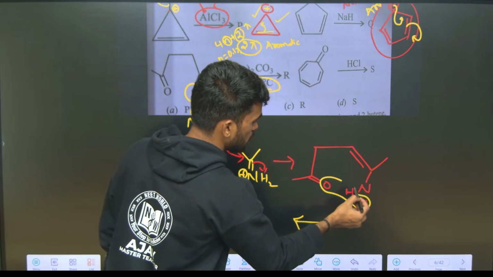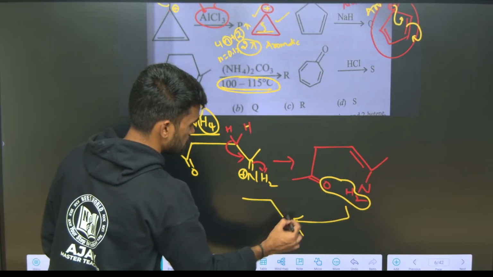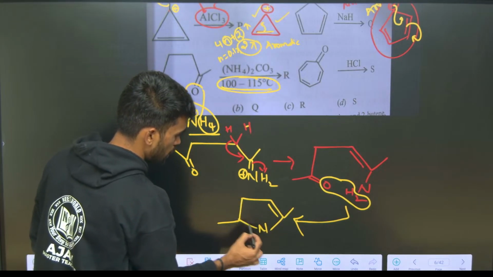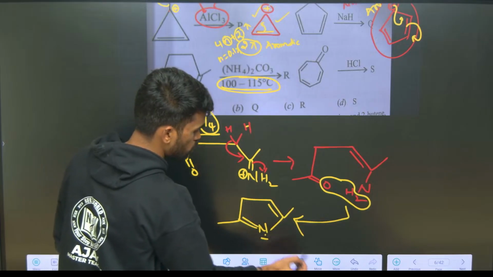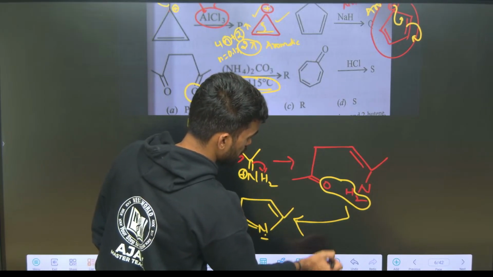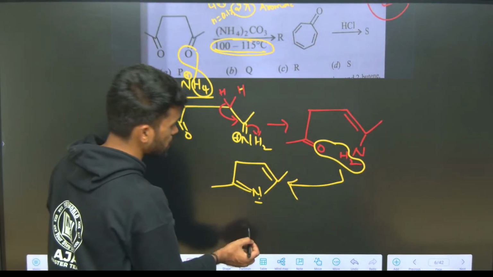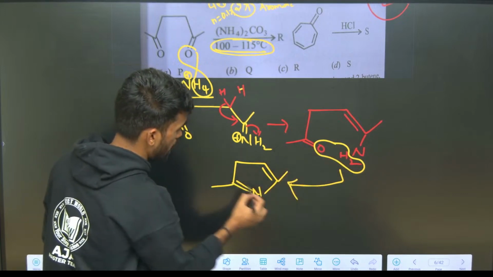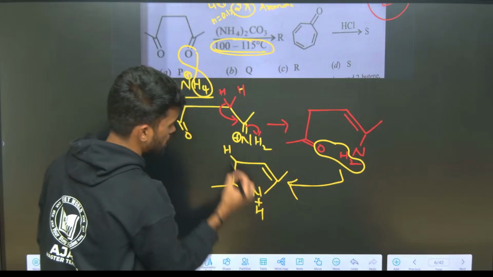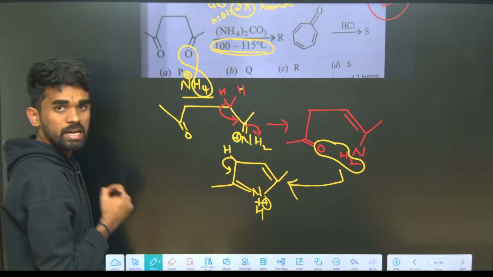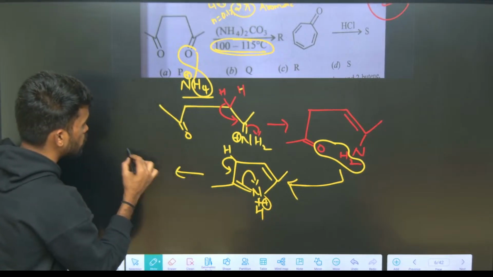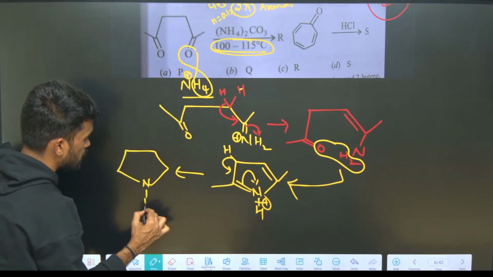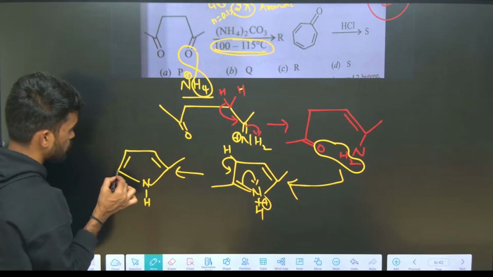Again, removing water from here, you are going to get a closed ring. So what is that closed ring? Nitrogen like this with a double bond, again nitrogen having 4 bonds here. One hydrogen from here will participate in tautomerism, so this double bond will shift here. So what you are going to get is a pyrrole: nitrogen here, hydrogen here, double bonds like this.